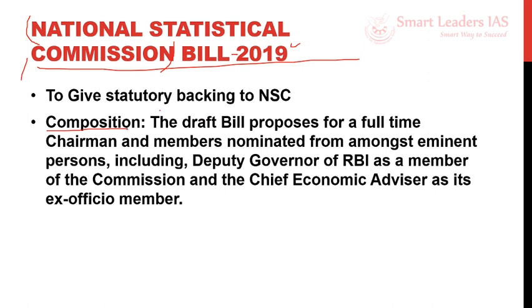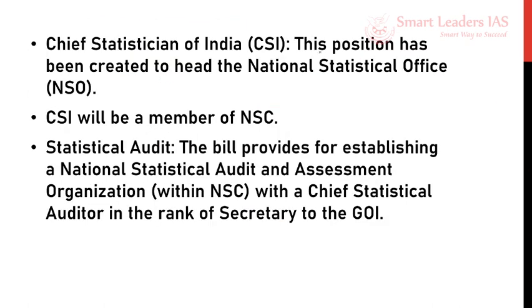It changes the composition of the National Statistics Commission. It says there will be somebody called the Chief Statistician of India, who will head the National Statistics Commission. Understand, the head of the NSO will be called the Chief Statistician of India. So he is also going to head the National Statistics Commission. He will have a chairman and also members from other important regulators. RBI Deputy Governor will be there. Chief Economic Advisor will have a place. He will have certain changes to the composition. Right? So this is what we see. The CSI will now be a member of the National Statistics Commission. So there will be an audit also, where statistics audit will be conducted. These are some proposals given under the National Statistics Commission bill.